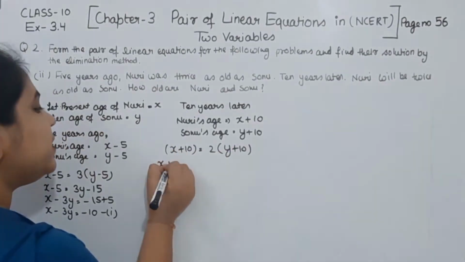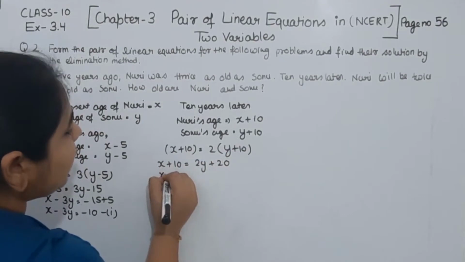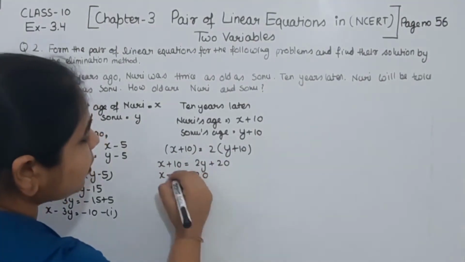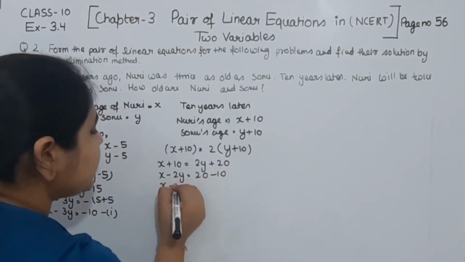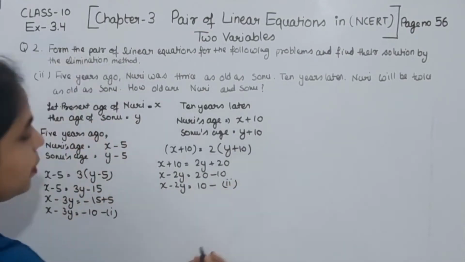And simplify this one: x plus 10 equals 2y plus 20. We will transpose y here, so this will be x minus 2y equals 20 minus 10. So x minus 2y is equal to 10. This is equation number 2.